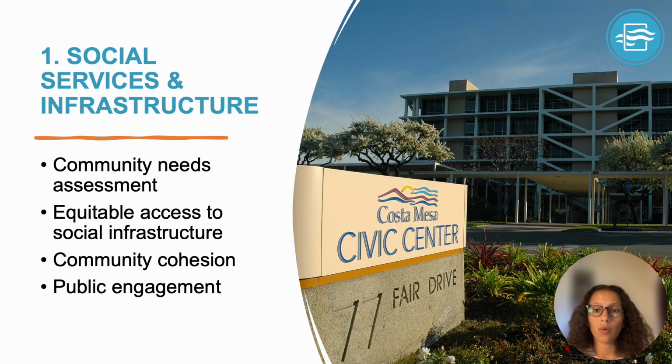Option 1 requires local governments to conduct a community needs assessment at the neighborhood level to identify priority social service and infrastructure needs with a focus on the city's vulnerable populations. You must also demonstrate that your jurisdiction has used the results of the assessment to better serve its community through the implementation of a policy, program, or practice.